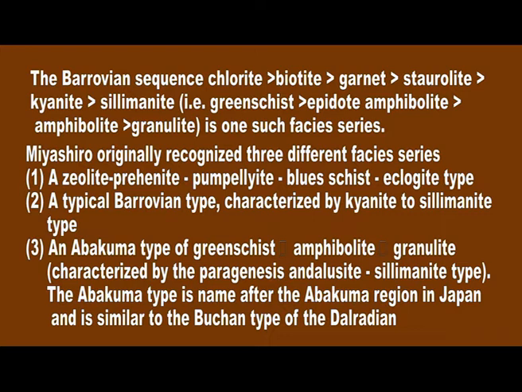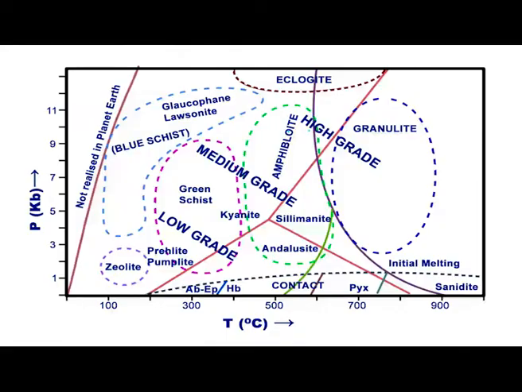And third, an Abukuma type of greenschist, amphibolite, granulite, characterized by the paragenesis of andalusite, sillimanite type. The Abukuma type is named after the Abukuma region in Japan and is similar to the Buchan type of the Dalradian, because he recognized that these different facies series represent different pressure temperature trends, as shown in figure 1. Miyashiro called them baric types.